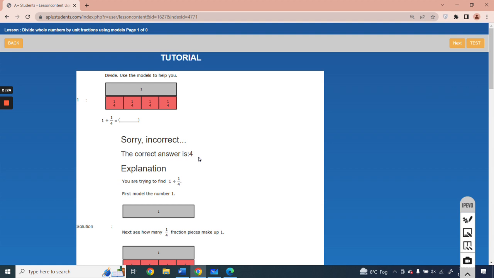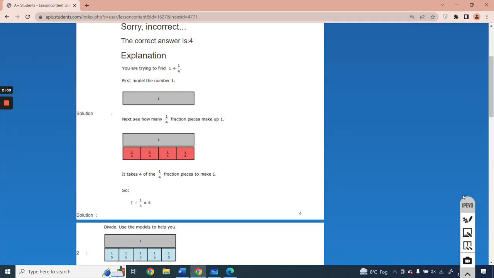First of all, you have to model them. You can model 1 like this. Then you have 1/4, so you have to model 1/4. That means out of the 1 complete whole, you divide it into 4 parts. 1/4 means you have 1 part out of the 4. So each part is 1/4, 1/4, 1/4 and 1/4. That means out of the 1 you can make four 1/4 parts. So 1 divided by 1/4 is 4.